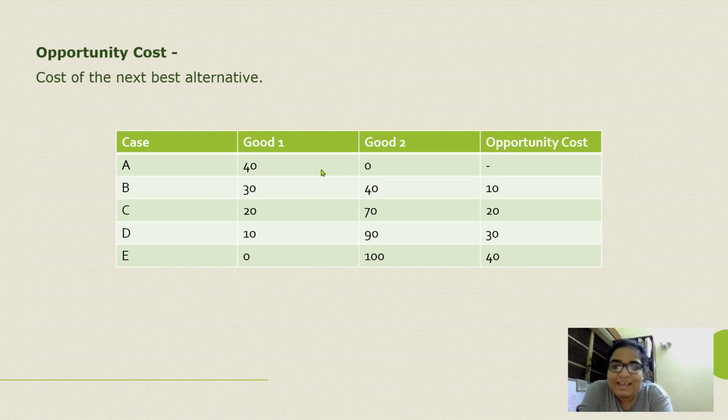Similarly, opportunity costs for D and E are 30 and 40 units. See the case E. Opportunity cost is 40 full of good 1. Why? Because good 1 has become 0 in case E. Because by case E, all my resources I've put in good 2. I can produce 100 of those. But the opportunity cost of that is 40 units of good 1. That's it. That's the concept.